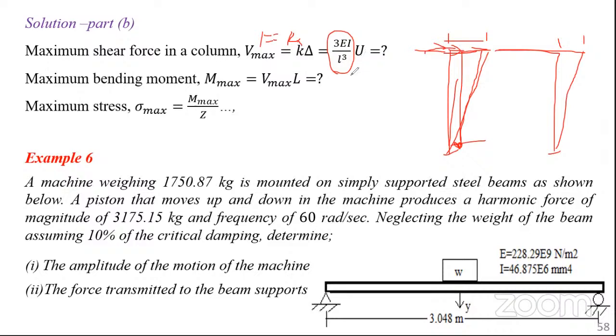And we have found the maximum amplitude of the steady state response. So for the steady state response, the forcing function produces a maximum displacement capital U. Now to calculate the maximum shear force, you multiply by the stiffness of the column to get the shear force, and then we get the moment, and then you get the stress.